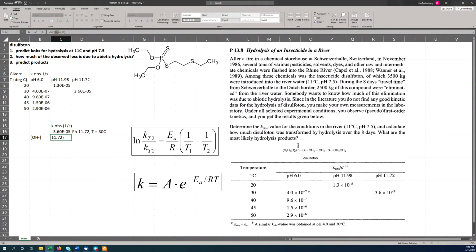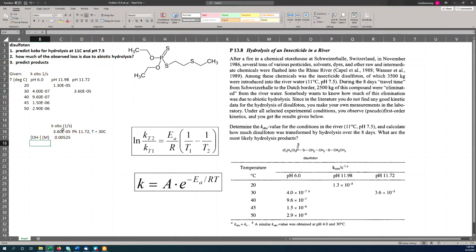Sorry, this is the OH concentration, right, which would be just 10 to the 11.72 minus 14. That's what I did wrong. I got my signs wrong. Here we go. Okay, so that's the OH concentration, and this is in units of molar. You should always keep track of your units, okay? So that's the OH concentration at a pH of 11.72.